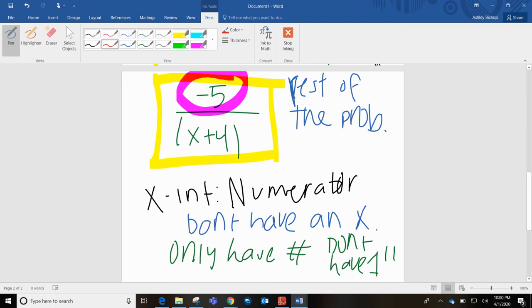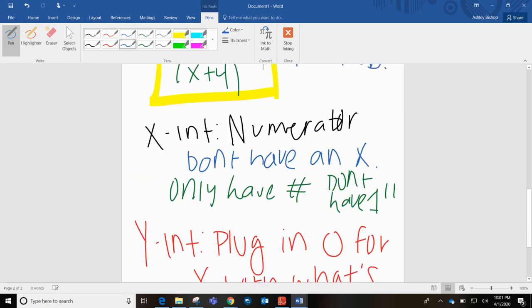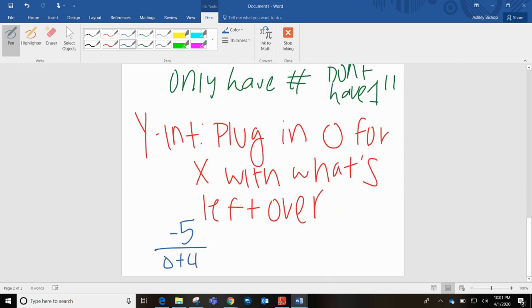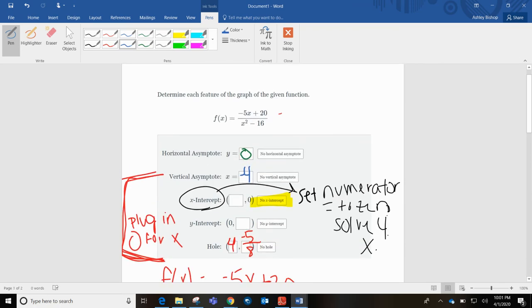So if I substitute 0 in for x, I'm going to have -5 on top, 0 in for x plus 4. So 0 in for x, and clean that up. I have -5 over 4, so that is my y-intercept. I have a y-intercept at -5 divided by 4. So -5 divided by 4. And that is how I would answer this problem.